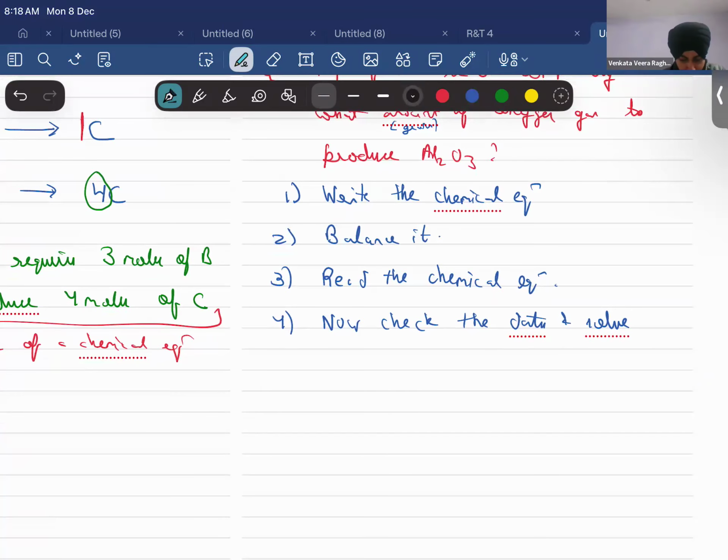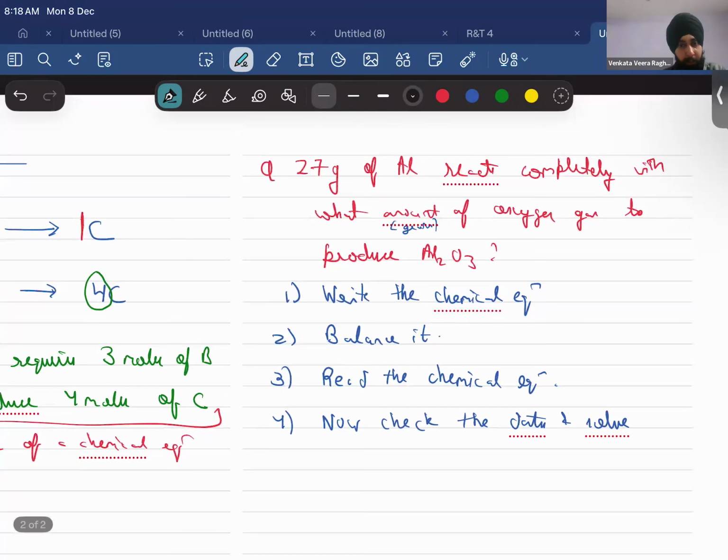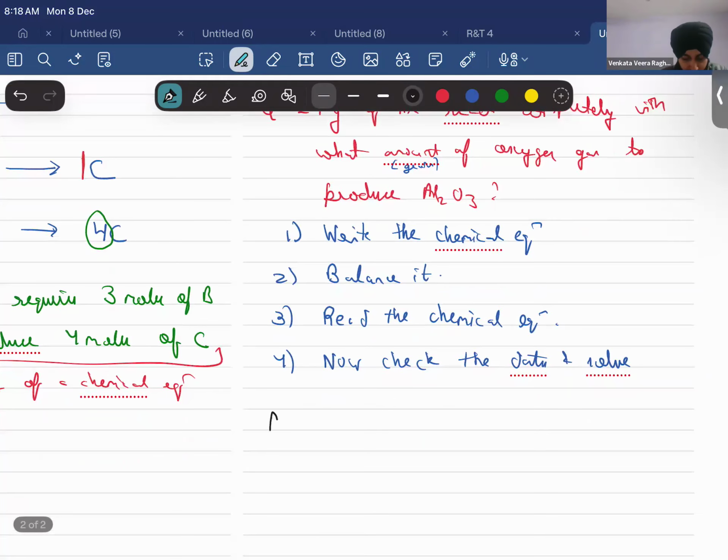Then let us quickly follow the steps and write the chemical reaction first. They are saying that aluminium is reacting with O2 gas, oxygen gas, to produce Al2O3. That is the reaction they are saying. Now we have to balance it out. Can you balance it out quickly, both of you?